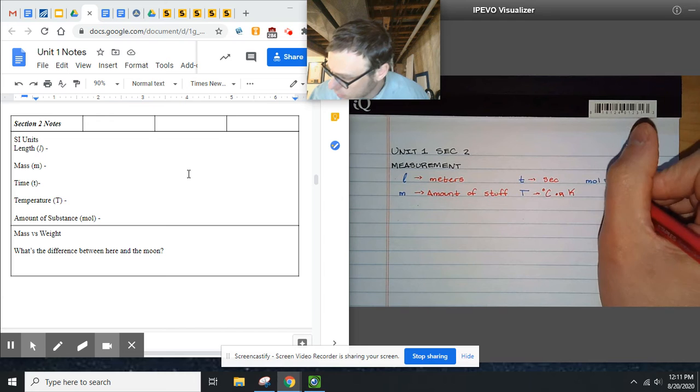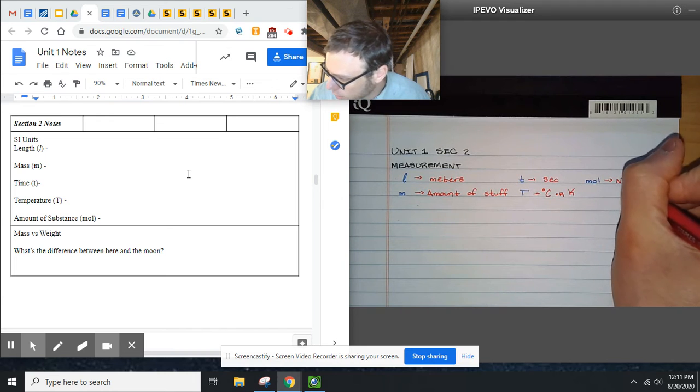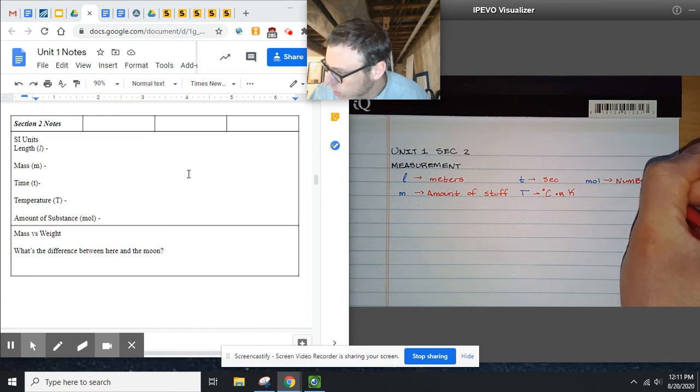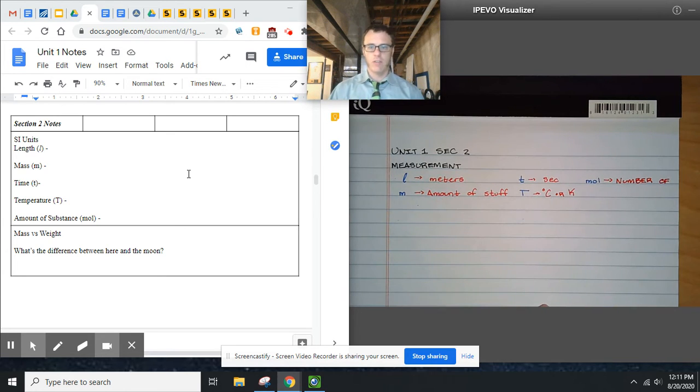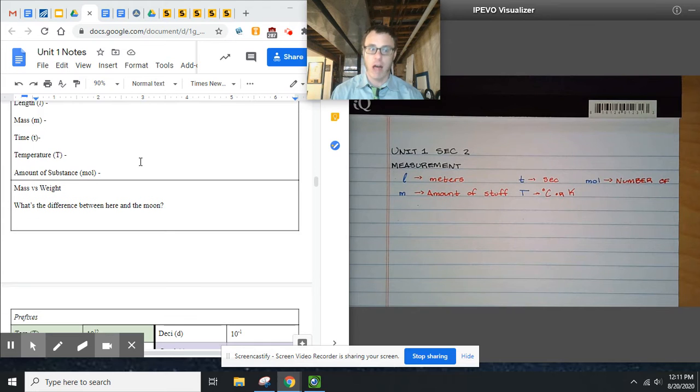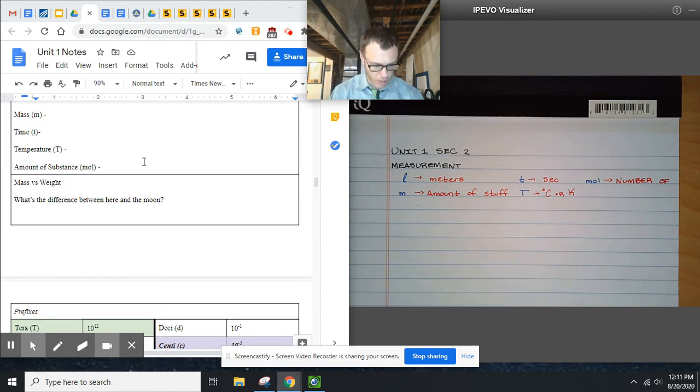And mole, this is the number of things. It's a counting mechanism. And we're going to use mole because when we start counting atoms, we have to count like a lot. And so you'll see what we're talking about.